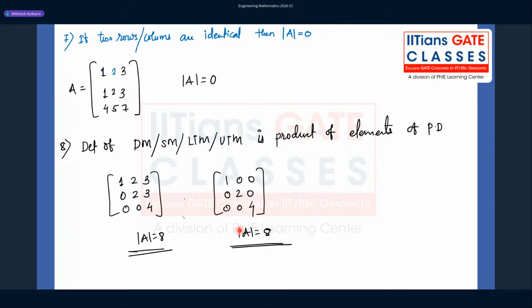Very easy and important property: the determinant of a diagonal matrix, scalar matrix, lower triangular matrix, and upper triangular matrix is the product of elements of the principal diagonal. Let me go to the next slide.